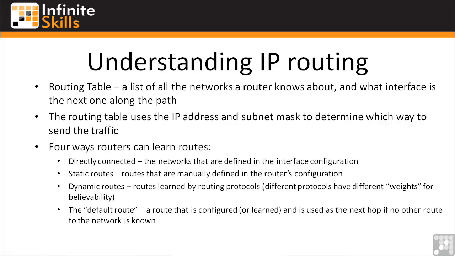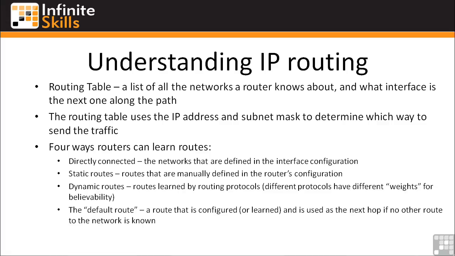Last but not least is the default route. This is a route that is configured or learned through a dynamic routing protocol, and it's used as the next hop if no other route to the network in question is known. If you look at the routing table on a router, it will actually tell you the gateway of last resort is A.B.C.D, or whatever that IP address happens to be. And that's what it's actually called, the gateway of last resort.